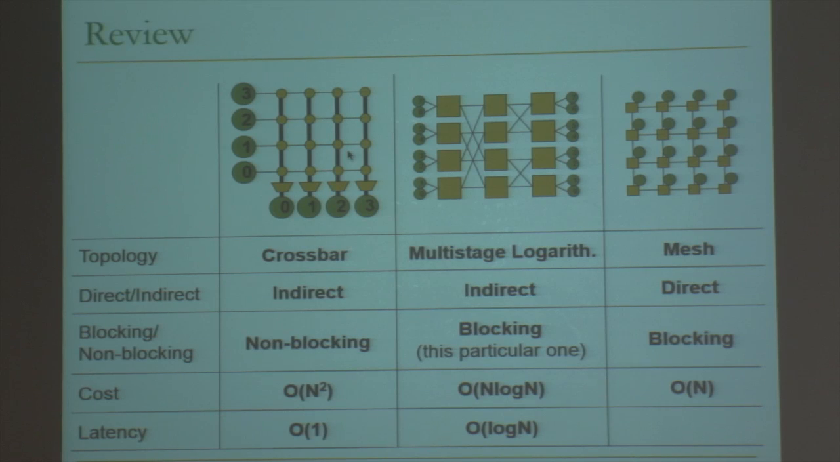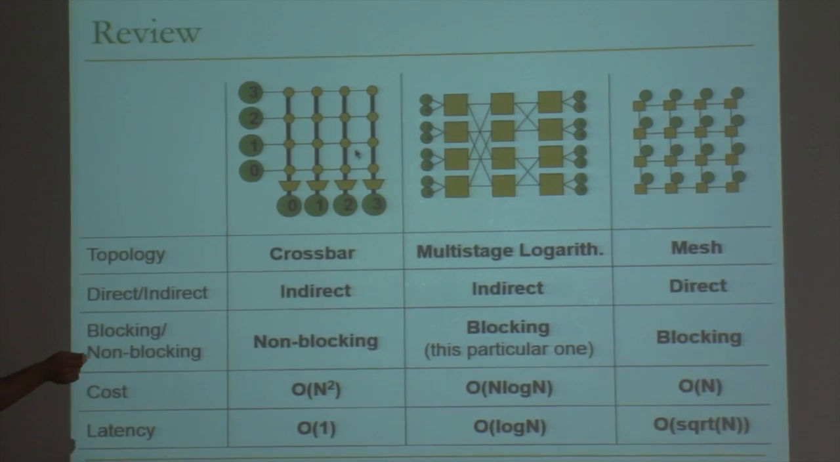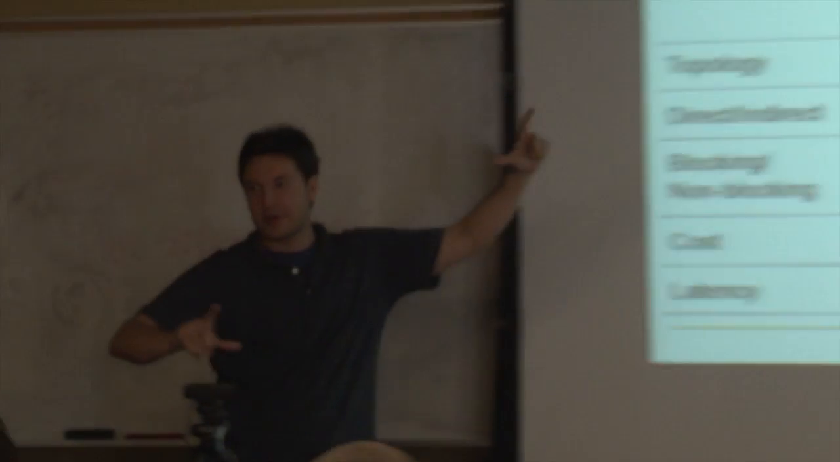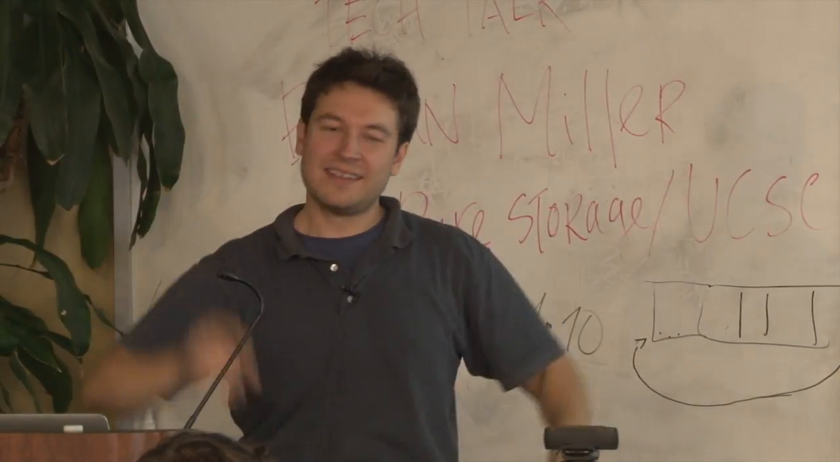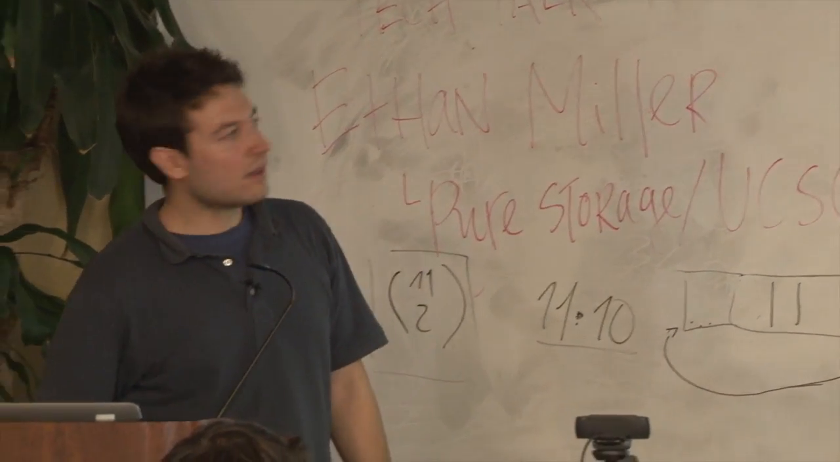And what about the mesh? If I keep on adding more nodes, how will my latency be affected? And it's square root of n. Because you're growing a square, but if you were growing a line, like a ring, it would be n. But now because you're growing in a square, you don't always get that far away that quickly.